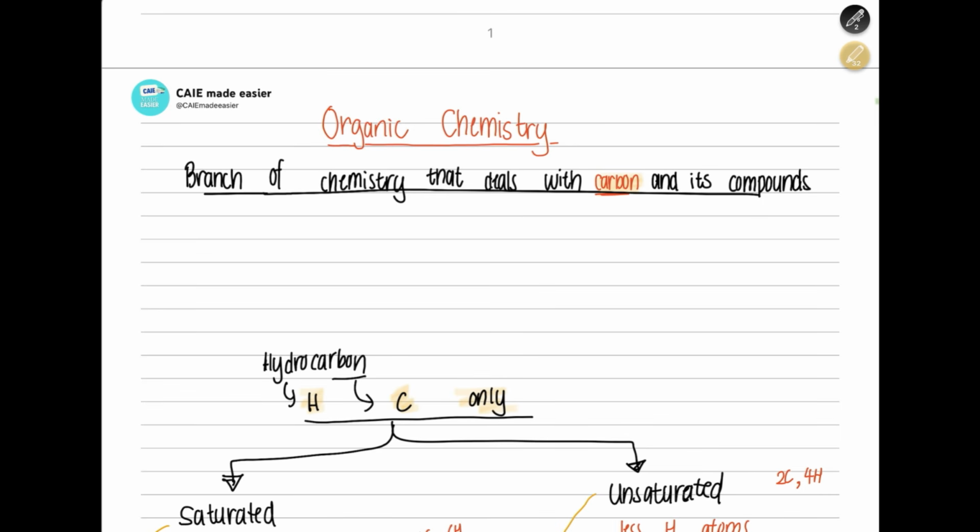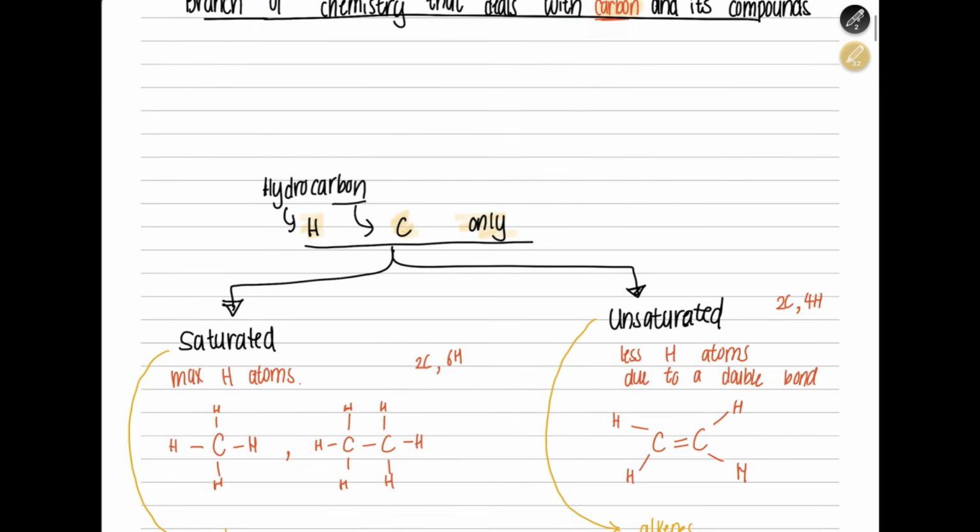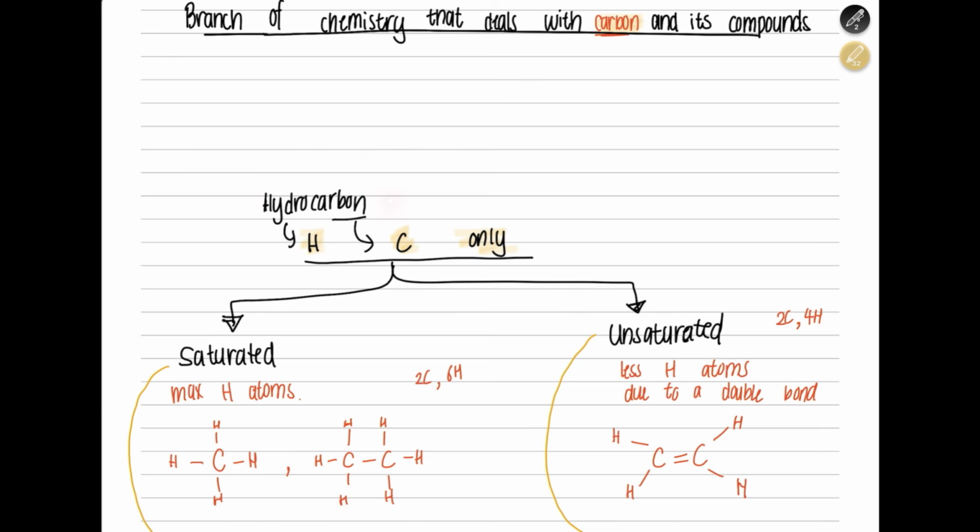Let's start by discussing what organic chemistry is. Organic chemistry is basically the branch of chemistry that deals with carbon only. An organic compound must have carbon in it. Now the first category of organic compound is hydrocarbon. It has only hydrogen and carbon.